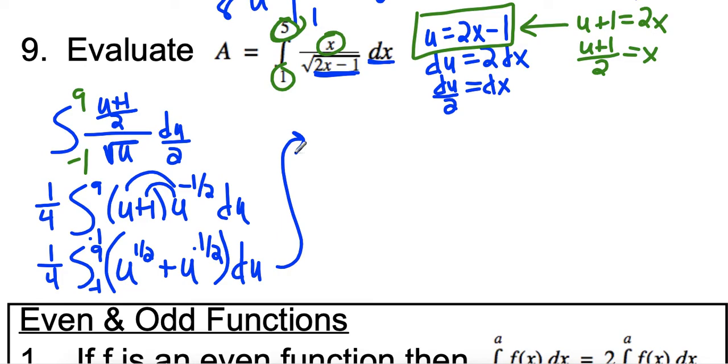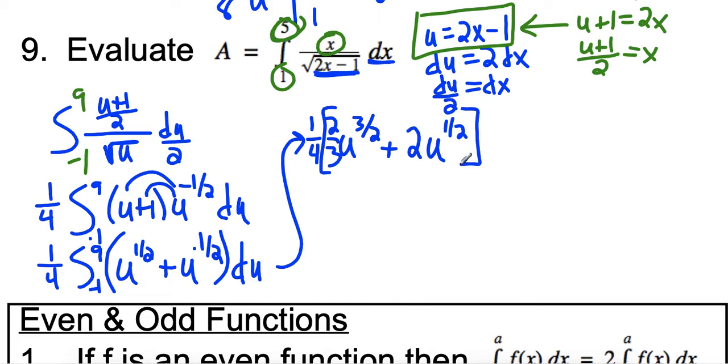Okay. Antiderivative of u to the 1/2 is going to be u to the 3/2. We need a 2/3. Don't forget we've got that 1/4 out in front. And then u to the -1/2 is going to be u to the +1/2, and we need a 2 to balance that. And once we've got this all done, we're going to be evaluating from -1 to 9. I think we're okay. Looks okay so far.